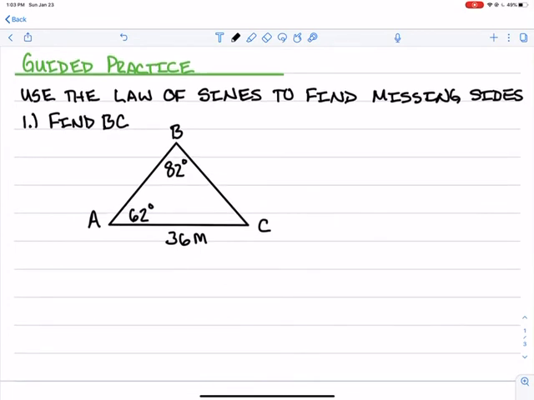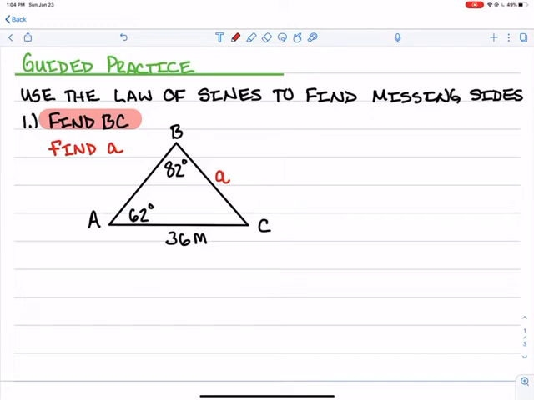So our example says, use the law of sines to find missing sides. And it asks us specifically in example 1 to find BC. Alright. Well, what the heck is BC? BC means that starting at angle B and going down to angle C, we're looking for what's in between it, which is that side. And this side is across from angle A, so this is side A. So it's just asking us to find side A. So I can just rewrite this. Find side A. That's really what it wants.